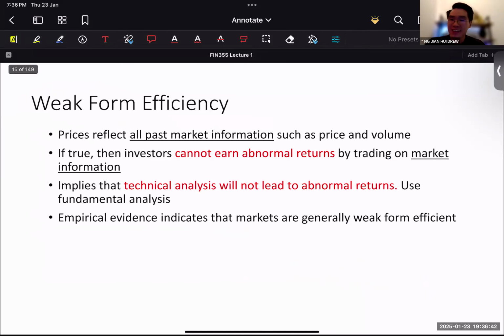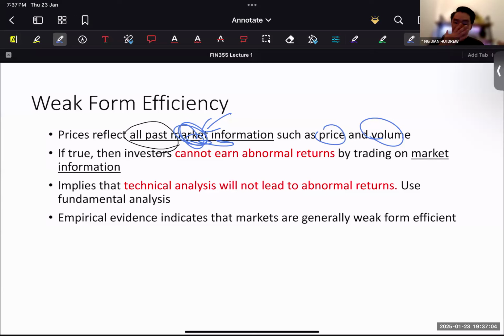Alright. So moving on to the last part, which is weak form. Weak form means that the price only reflects past market information. This market information relates to price and volume information. It means that if you are going to plot some technical analysis, some charts, because the price already reflects all these kinds of market related information, then you cannot earn abnormal returns, right? So weak form means that if you do technical analysis, you will not be able to earn abnormal returns.